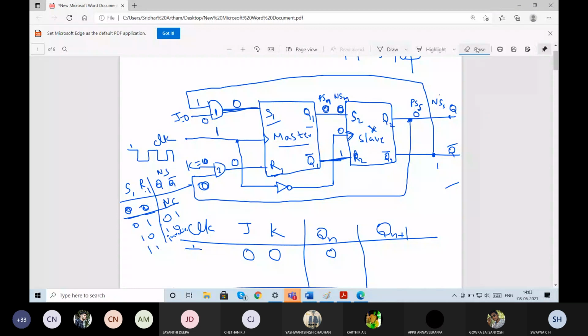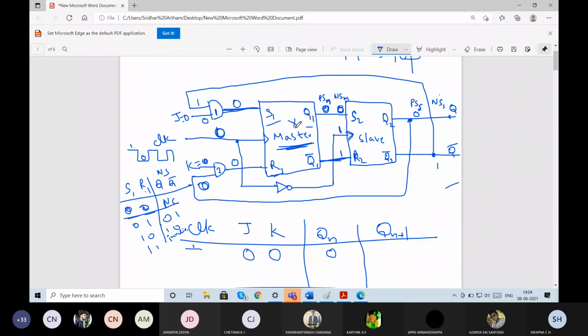Now what I'll do, I'll change the clock to 0. Initially I had given clock as 1, now I'll change it to 0. So it means that clock is equal to 0. And if this clock is equal to 0, the clock input to the slave will be 1. So what happens to the master? Will it change its state or remain in the same state? Will it be active or inactive?